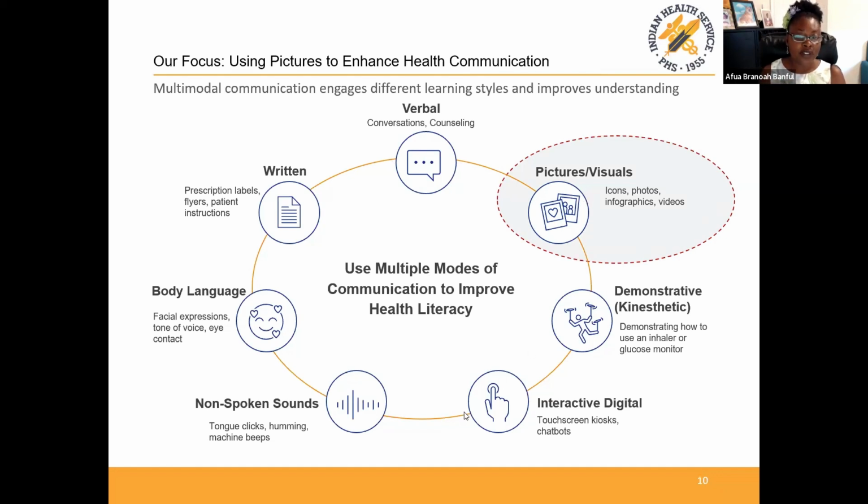So, first off, I'll be interested, is any of these modes a surprise, or is this something that you are aware of too? I know in some parts of the world you don't have many non-spoken sounds, but where I'm from in West Africa, we do have a lot of non-spoken sounds. People can make different sounds and everybody kind of knows what it means, right?